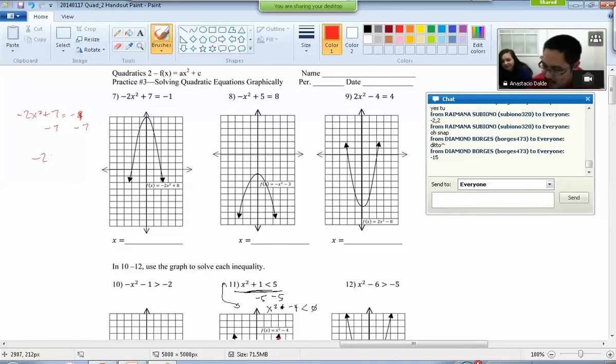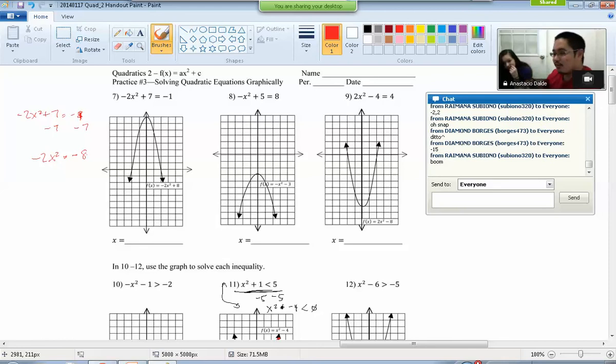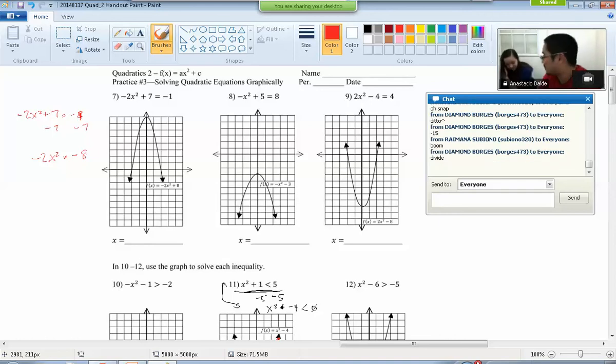So we have negative 2x squared equals negative 8. I think the reason why I wrote down negative 8 is that I was thinking negative 8 already in my head. All right. I'm going to get x squared all by itself. What do I do with that negative 2? Divide by negative 2, because it's being multiplied by the x squared. So I want to get rid of it. I want to divide it out.